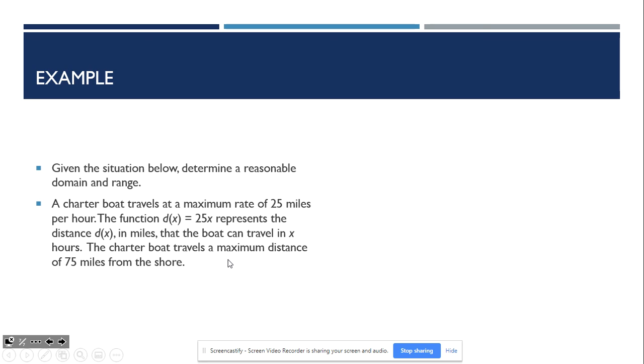Here are your answers. Since we can only travel a maximum distance of 75 miles from the shore, that means we can only travel a maximum of 3 hours. Traveling 0 hours makes no sense whatsoever, so my domain will be 0 not included up to and including 3 hours. The range will be coming from the domain. I plug in my low and high bounds, and I get a range of 0 not included to 75 miles included.